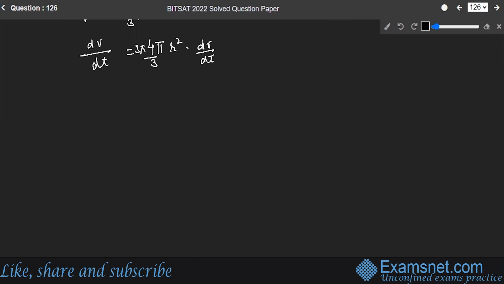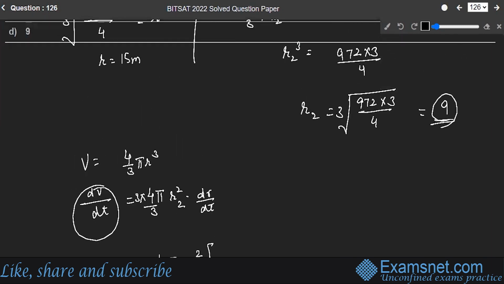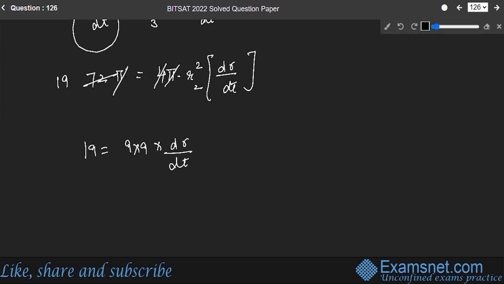Or you have, see, it's changing at the rate of 72 pi. So this is 72 pi is equal to 4 pi into r square, r2 square actually. I didn't find out, right? This was equal to 9. On solving, this will be 9 only. So this was into dr upon dt. Pi and pi will also cancel. You will have some more cancellations. This is 19. 19 is equal to 9 into 9 into dr upon dt.